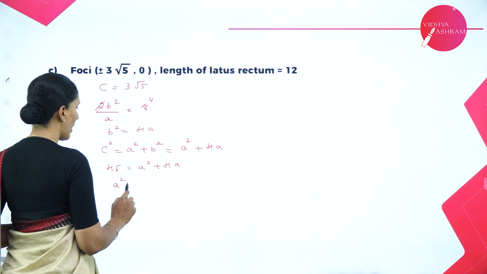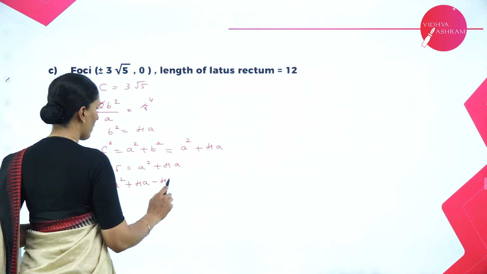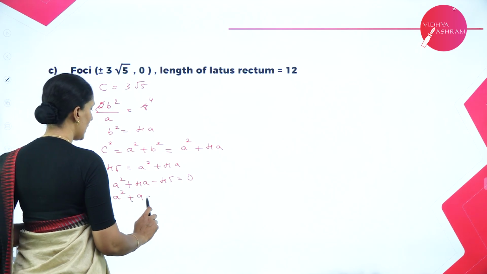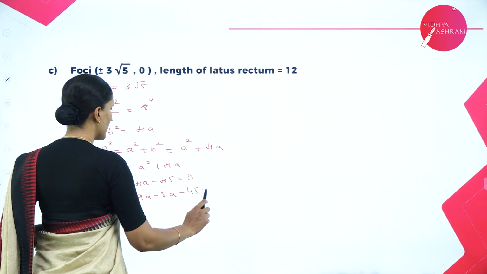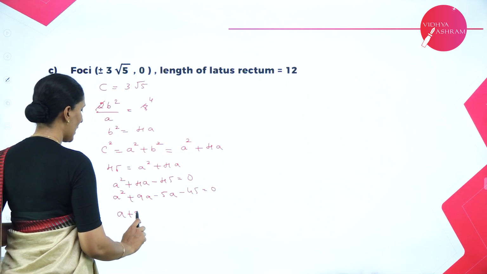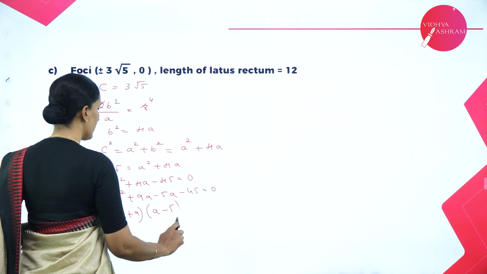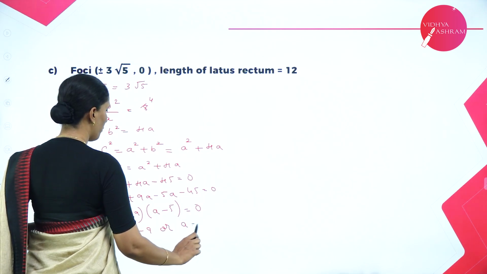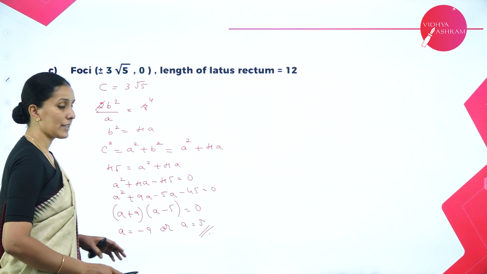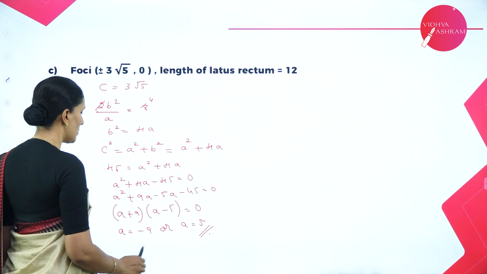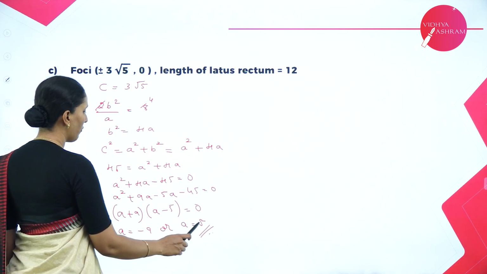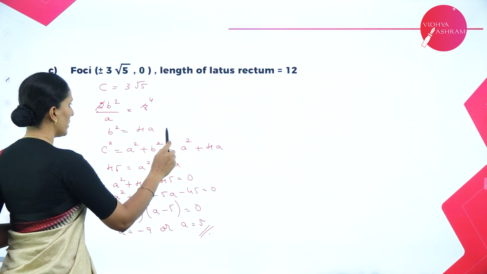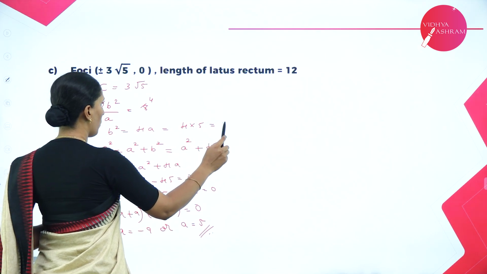Or else we get a square plus 4a minus 45 is equal to 0. We can write this as a square plus 9a minus 5a minus 45 is equal to 0. Or we get a plus 9, a minus 5 is equal to 0. So a is equal to minus 9 or a is equal to 5. So we cannot take the value of a as minus 9. We'll take a as positive. So therefore, now substituting the value of a is equal to 5 in the equation b square is equal to 4a, we get 4 into 5, which is equal to 20.